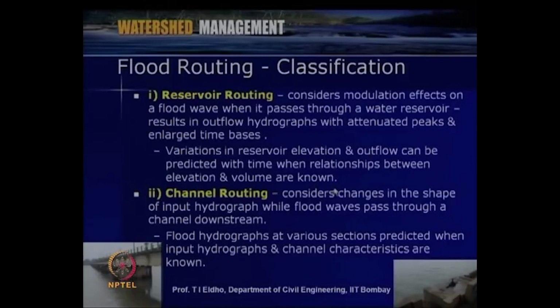Channel routing considers changes in the shape of the input hydrograph while flood waves pass through a channel downstream. So, whatever inflow is taking place from the upstream side, there will be storages and various changes taking place within the river or channel section. So, channel routing means we are considering, on the downstream side, what will be the hydrograph, or the flow depth, or the discharge. Flood hydrographs at various sections are predicted when input hydrographs and channel characteristics are known.